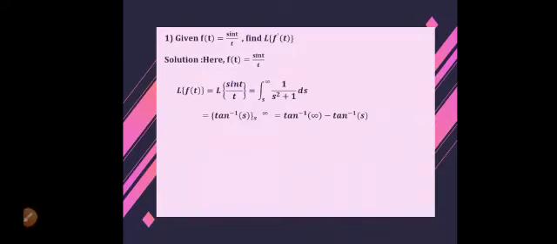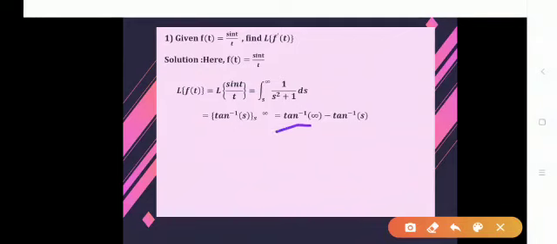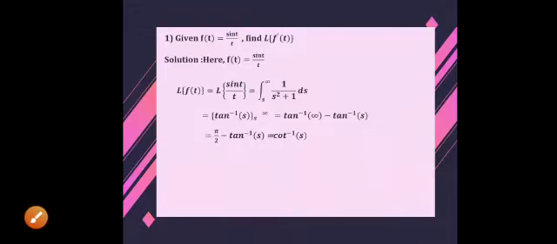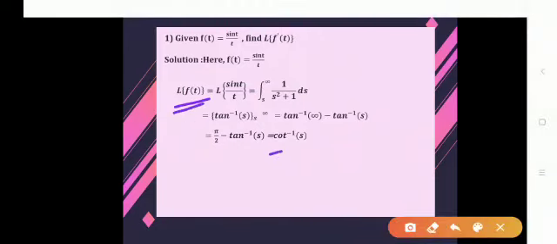So it is tan inverse of s. We know the result 1 upon 1 plus x square, its integration with respect to x is tan inverse x. So here instead of x they have used s. So it is tan inverse s, but this is definite integration within the limit s to infinity. So upper limit substitution, tan inverse infinity minus tan inverse of s. Tan inverse infinity is pi by 2. So pi by 2 minus tan inverse s, which is cot inverse s.